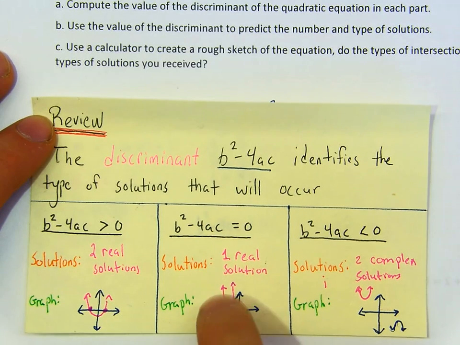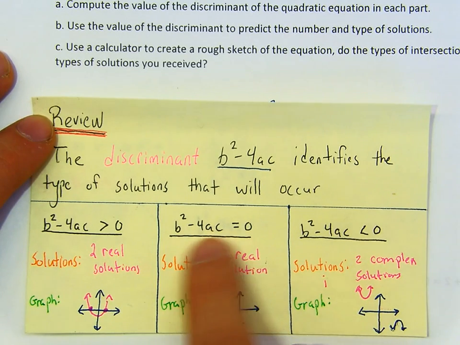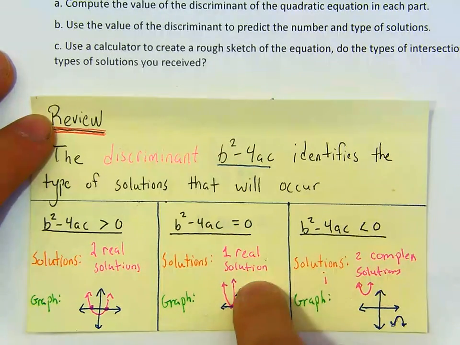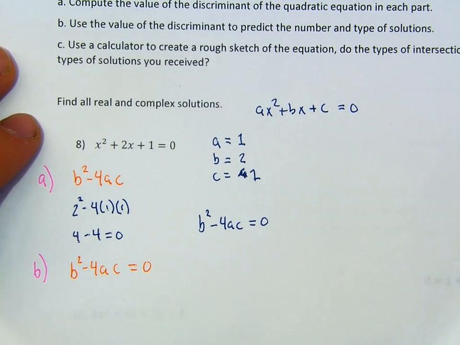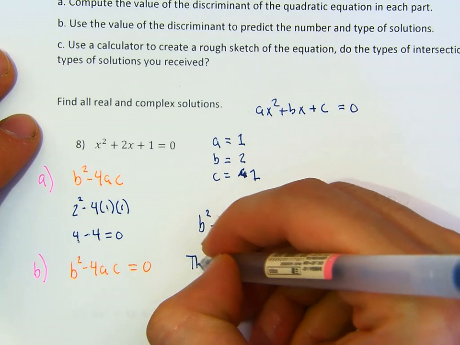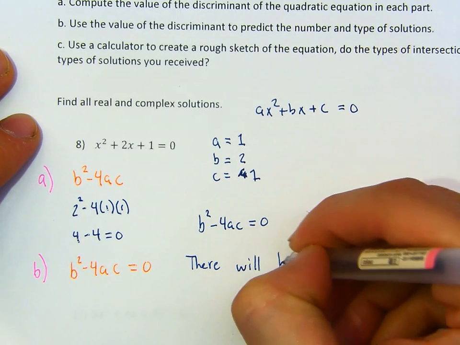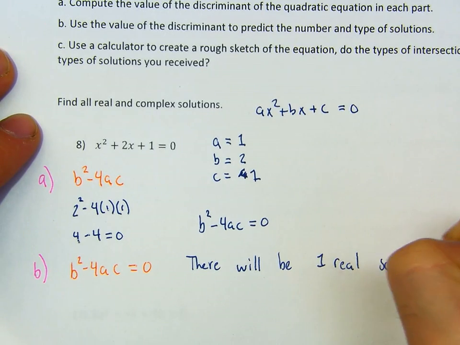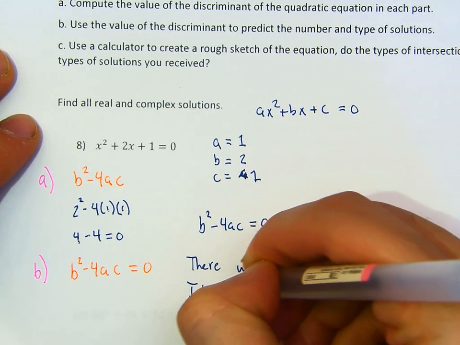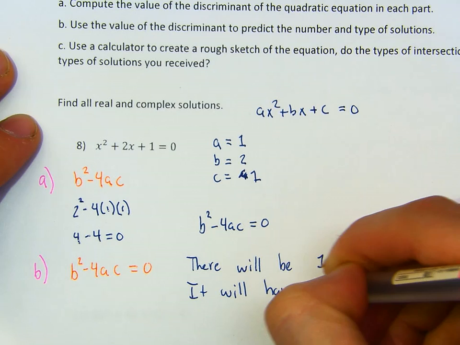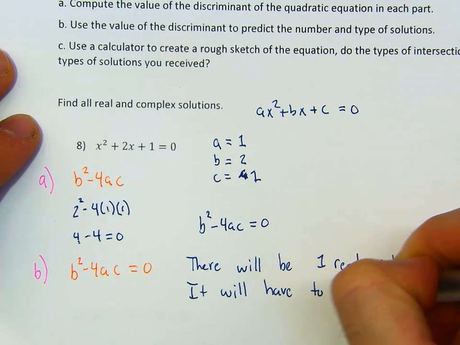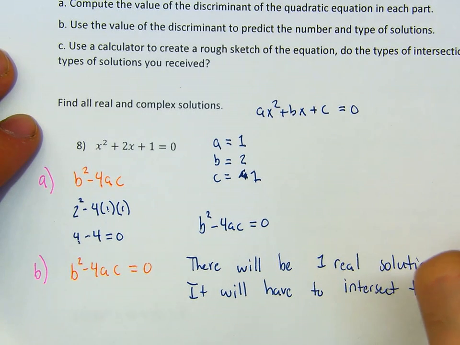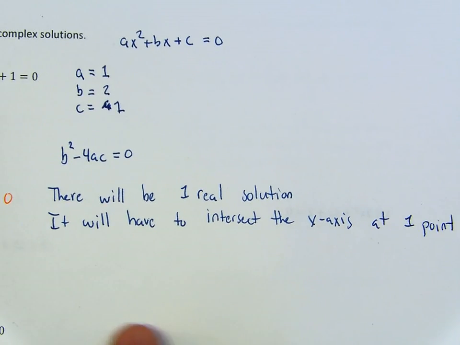So let's actually confirm that, okay? Because that's what this is telling us. Like, it's saying that this has to happen. So let's find out. Here, so we know there will be one real solution. It will have to intersect the x-axis at one point. Okay. It'll have to intersect the x-axis at one point.